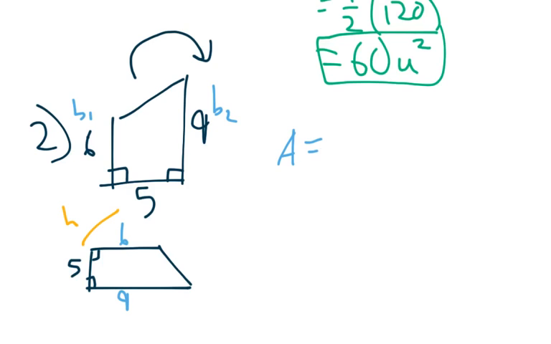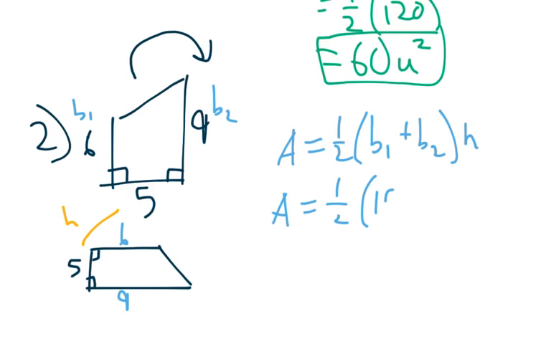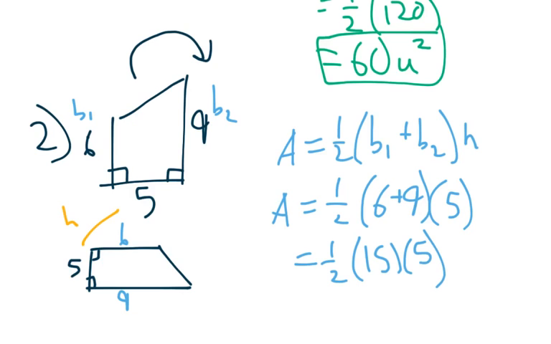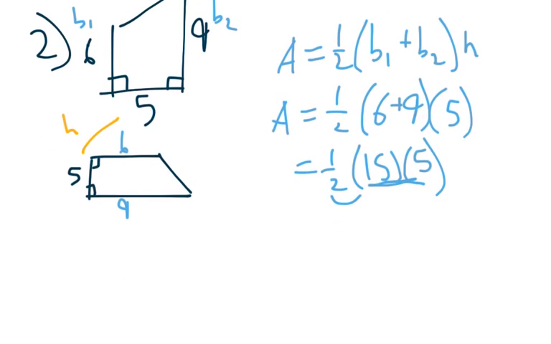So go into the formula, 1/2 (B1 plus B2) times H. I end up getting 1/2 times, oops, I jumped the gun there, 6 plus 9, which is going to be 15, times 5. Now to deal with the numbers, we have 1/2 times 15 times 5. We could try to multiply by half here. We could hope that if we multiplied these out, we'd get something even, but unfortunately we don't. So we're going to get 1/2, and then 15 times 5 is 75.